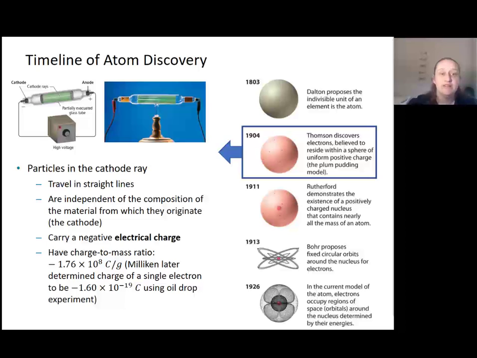A bit later, about 100 years, Thomson determined that all atoms had particles containing negative charge through experiments with cathode ray tubes. The particles in these rays were later termed electrons. Through these experiments, the mass-to-charge ratio of the electron was determined to be negative 1.76 times 10 to the 8th coulomb per gram, and shortly after, the charge of a single electron was determined by Millikan using an oil drop experiment. These cathode ray experiments demonstrated that all atoms indeed have negative particles, or electrons, associated with them.